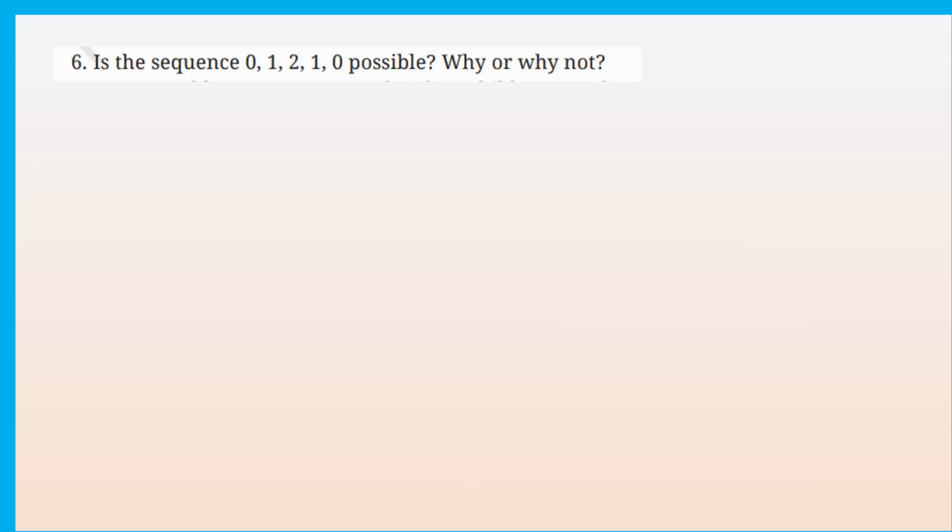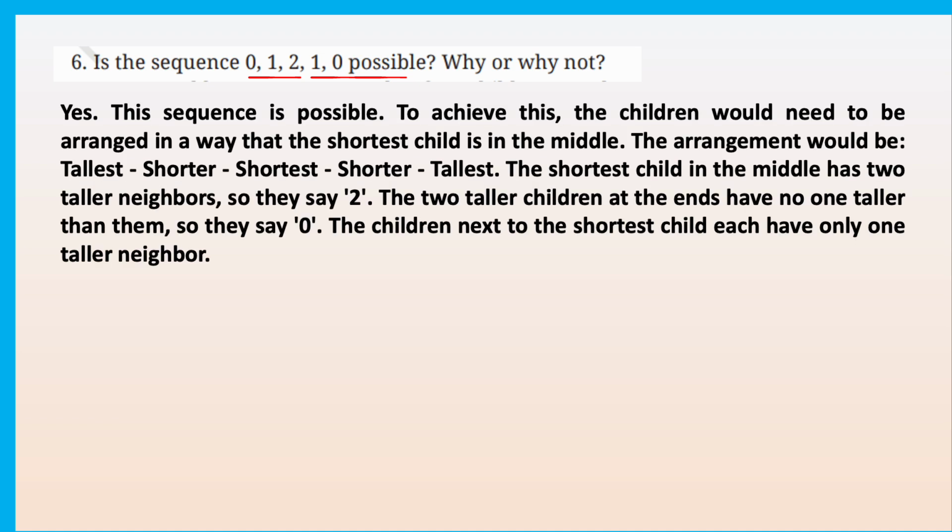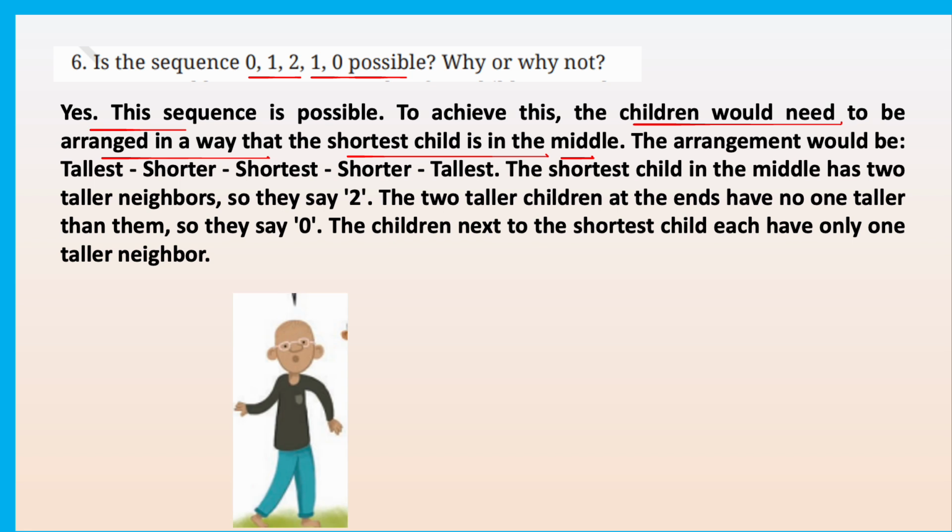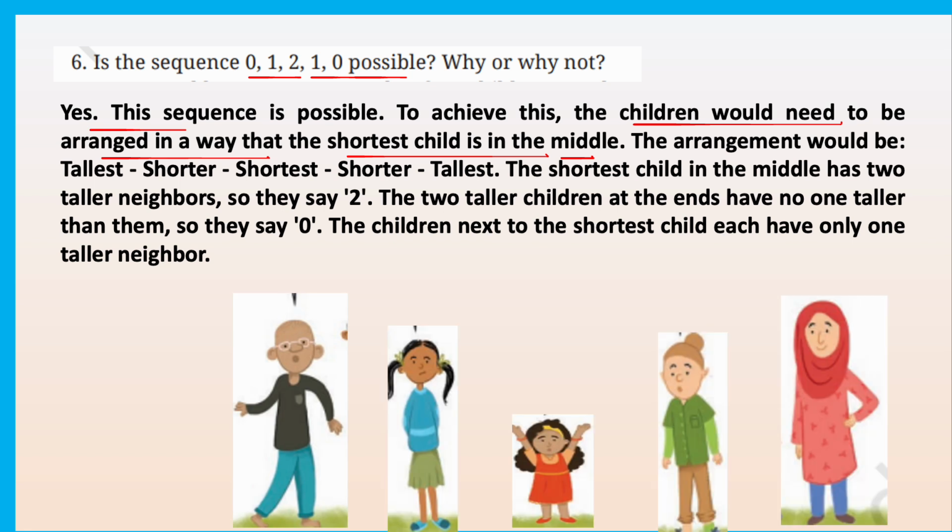Next, is the sequence 0, 1, 2, 1, 0 possible? Why or why not? Yes, this sequence is possible. To achieve this, the children would need to be arranged in a way that the shortest child is in the middle. See this arrangement. Here the shortest child is in the middle.